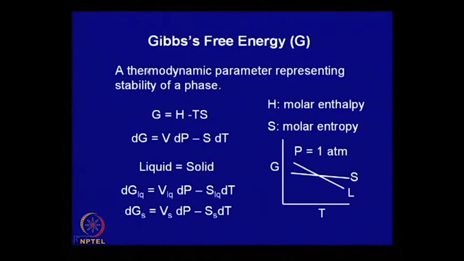Any phase which has a lower free energy will be more stable, and this is defined as G, the Gibbs free energy, equal to H, the molar enthalpy, minus T, the temperature in degrees Kelvin, times a term called entropy. The entropy is a measure of disorder, and if you multiply this entropy by the temperature, this gives a measure of energy which cannot be converted; it is locked. So the free energy G is enthalpy minus T times entropy.